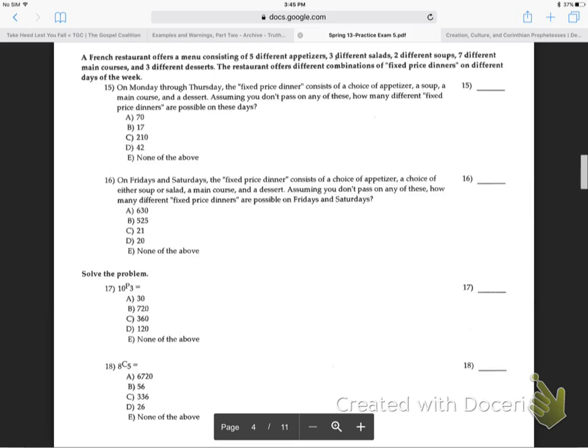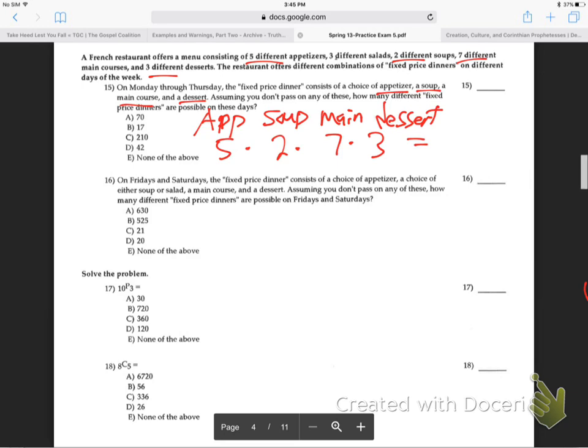All right. Let's read it carefully. So what are we doing? Let me write it out. We're doing an appetizer, soup, main course, and dessert. All right. How many options? Well, let's look up here. So let's say 5 appetizers times how many soups? 2 soups. How many mains? 7 mains. How many desserts? 3 desserts. Multiply those together. 210.